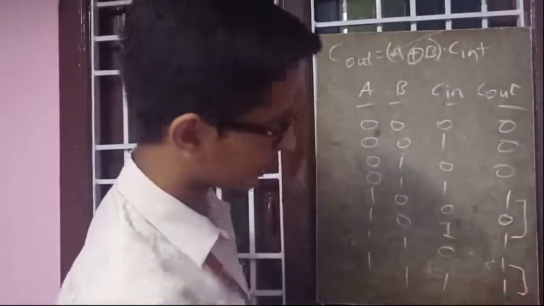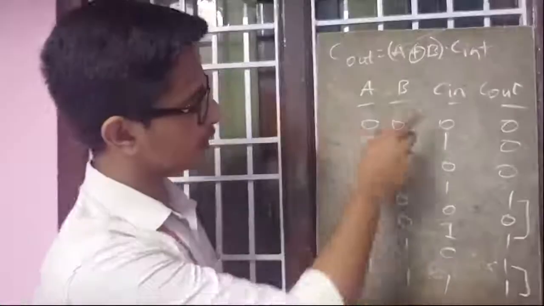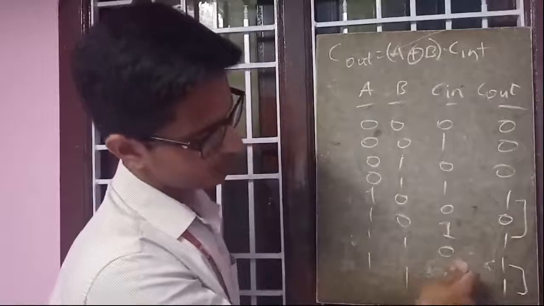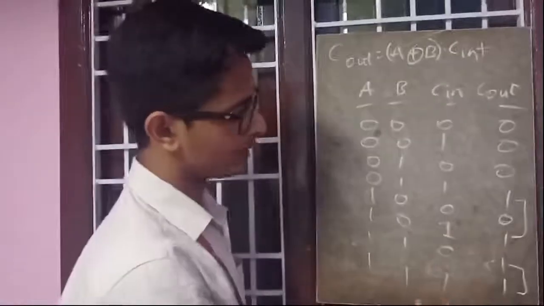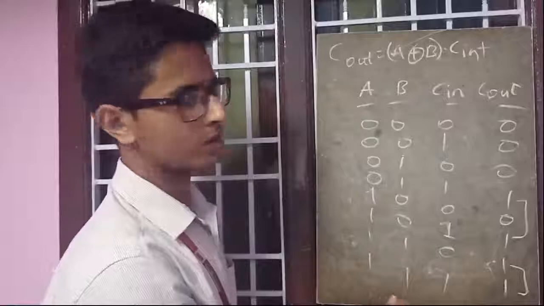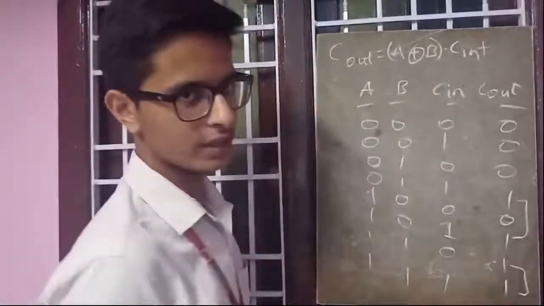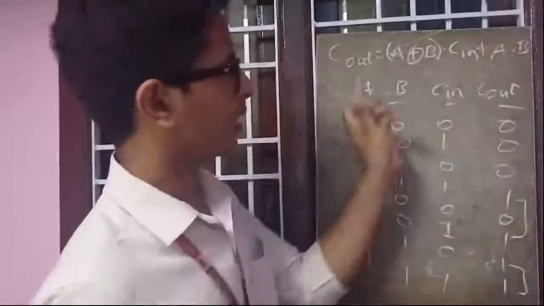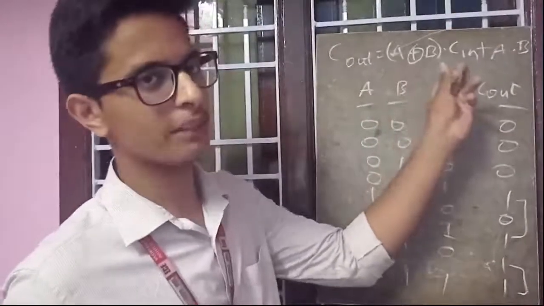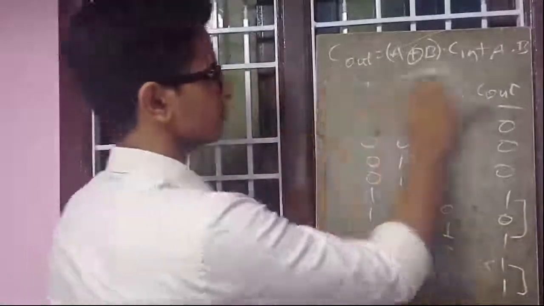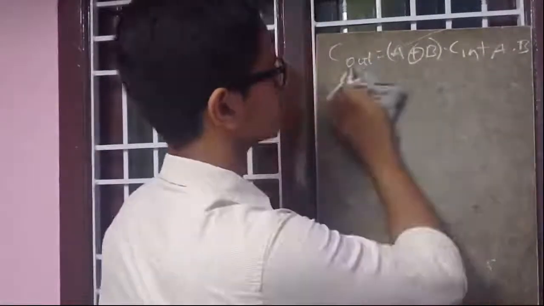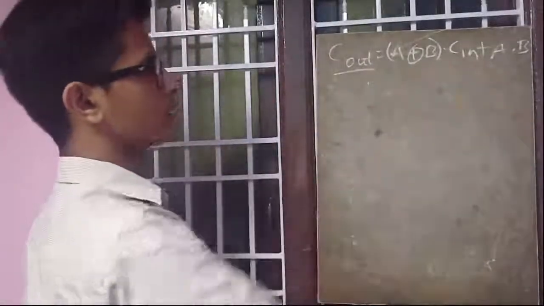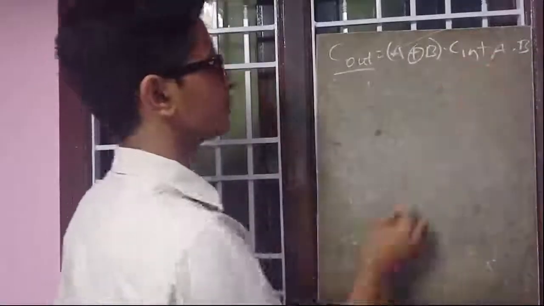If you consider case 2, both the inputs are 1, and it does not depend on the carry input, because it may be 0 or it may be 1. The output is always 1, so it does not depend on C in. It only depends on the A and B values. So in this case, the expression for C out is A dot B. Considering the two cases with an OR gate, the expression for C out is A XNOR B dot C in plus A dot B.